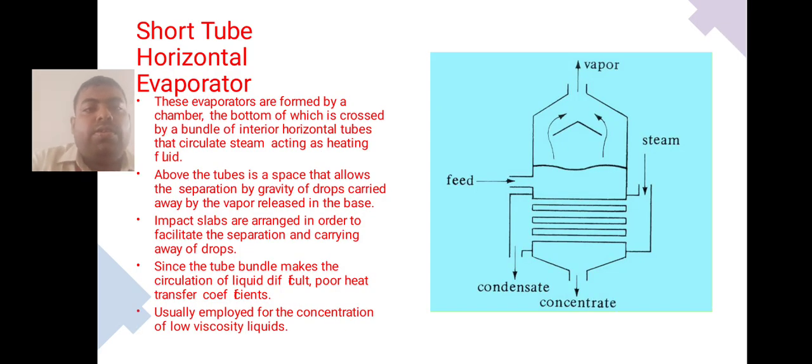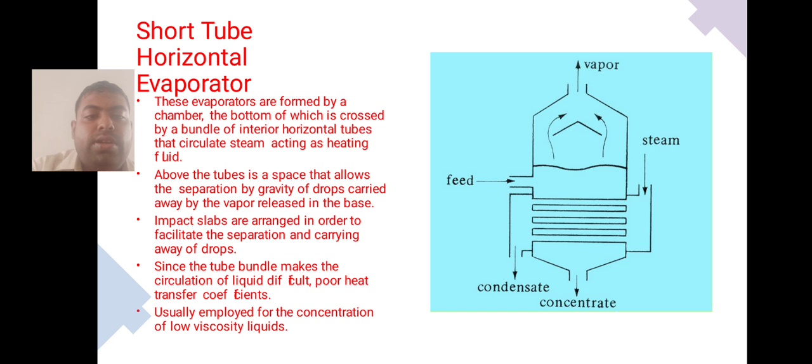Short tube horizontal evaporator. These are formed by a chamber, the bottom of which is crossed by a bundle of interior horizontal tubes that circulate steam acting as a heating fluid. Above the tubes is a space that allows the separation by gravity of drops carried by the vapor released at the base. In addition, baffles are arranged in order to facilitate the separation and carrying away of drops.